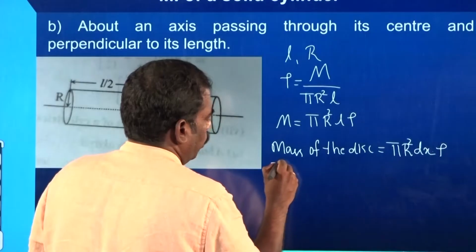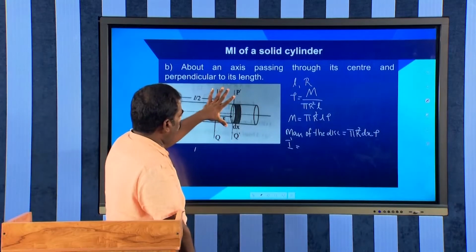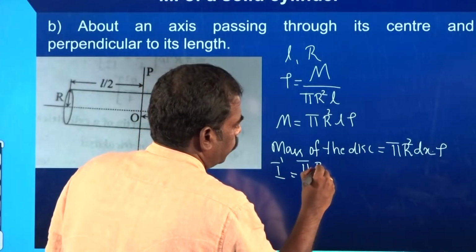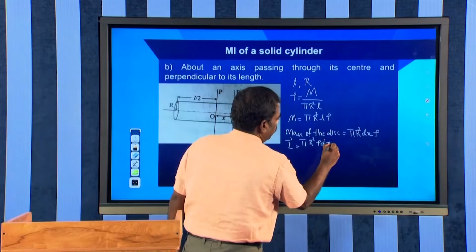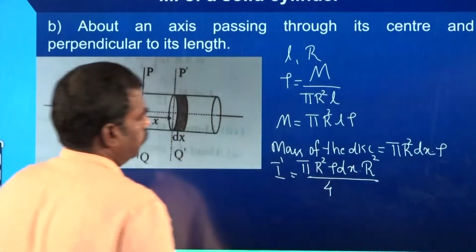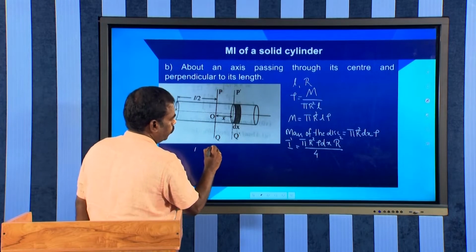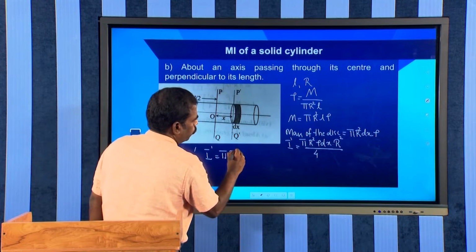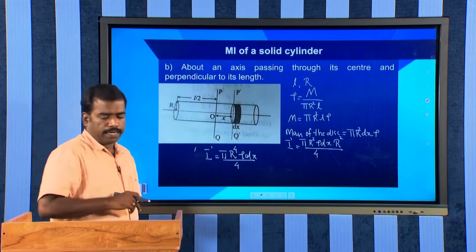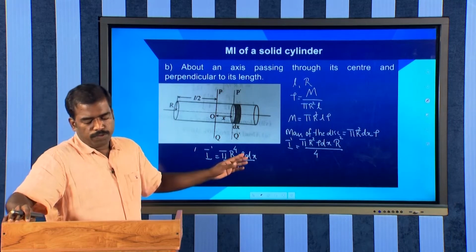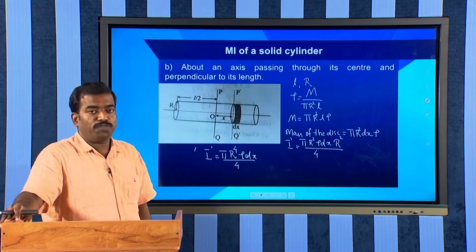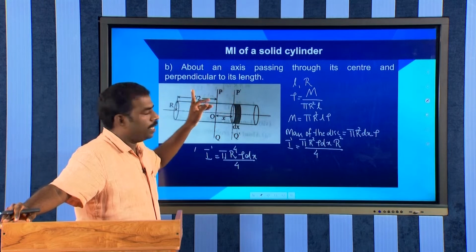So, I', the moment of inertia of the small disk about the axis P'Q', is given by mass π r² ρ dx into radius squared, r² by 4. So, I' equals π r⁴ ρ dx by 4. So, this is the moment of inertia of the disk about P'Q'. We need to find out the moment of inertia of the disk about PQ.